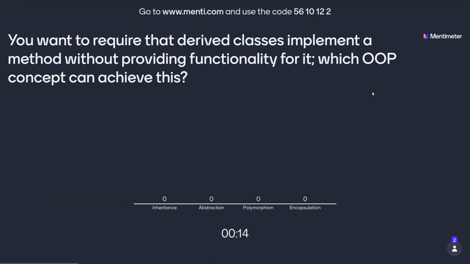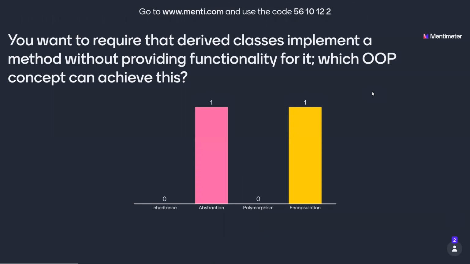So, without providing functionality, it's almost like saying something is, okay, 50-50. So abstraction is the correct answer here. Remember, encapsulation is about security. So if it was something like you want to determine where specific properties or methods are accessible, then the answer would be encapsulation. But abstraction is correct here, so nicely done.